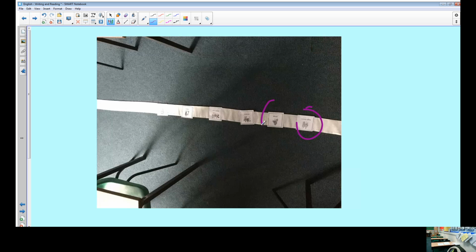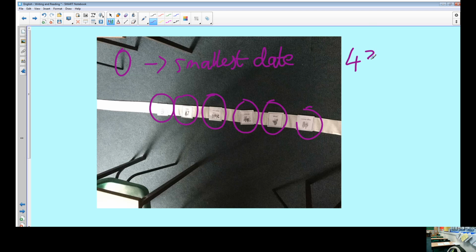Construct the timeline by adding those key events in date order. So every event must be in order, heading from the earliest, which would be the smallest date. So the earliest in history is always considered as the smallest date. So for example, the smallest date might be, say, the year 43 AD.